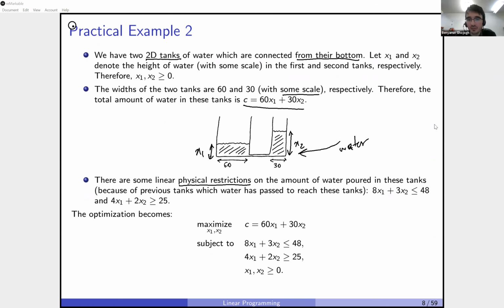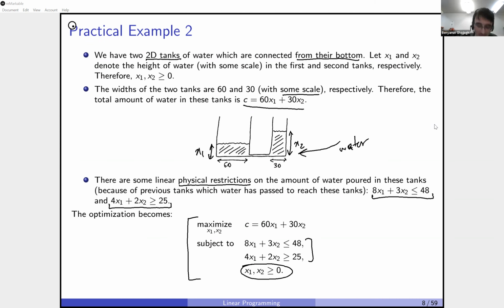We might have some physical restrictions, and these physical restrictions might impose these linear restrictions, right? If we had nonlinear restrictions, then it wouldn't be a linear programming anymore. But for this to be a linear programming, the restrictions need to be linear. Again, the height of water is always non-negative. It can be 0, but it can't be negative. And we are maximizing this with these two restrictions.